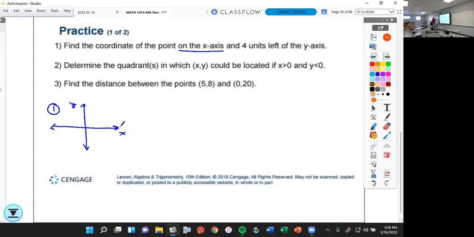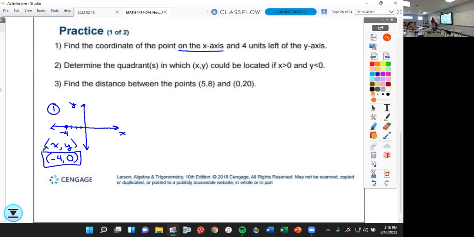But I'm 4 units to the left of the y-axis. So 1, 2, 3, 4 units, right there. So what is the coordinate of that point? Remember, a coordinate is labeled as x comma y. So we have to give the x value first. The x value is -4 because we went 4 units to the left. And because it's on the x-axis, we did not go up or down. So we went 0 distance in the vertical direction. So problem number 1, the answer is -4, 0.